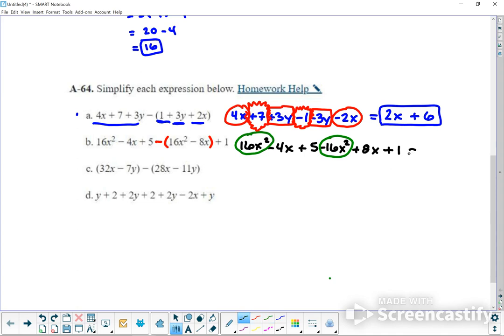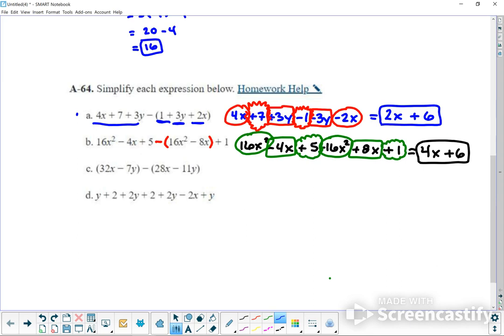Right, so far, got nothing. What else do we have? Let's go with x. So we have negative 4x and we have positive 8x. So negative 4x and positive 8x is going to make positive 4x. And then lastly, we have positive 5 and positive 1. Right? And you see how I've basically boxed or circled everything? So positive 5, positive 1 makes positive 6. That's my final expression.